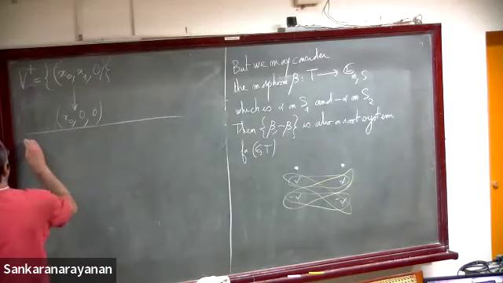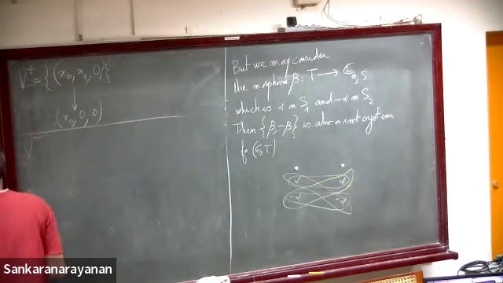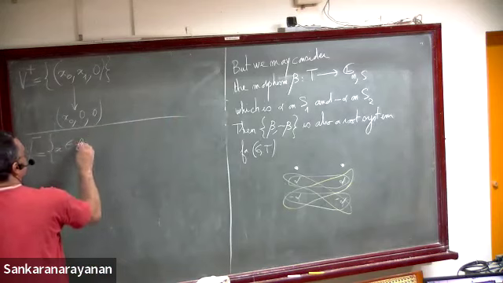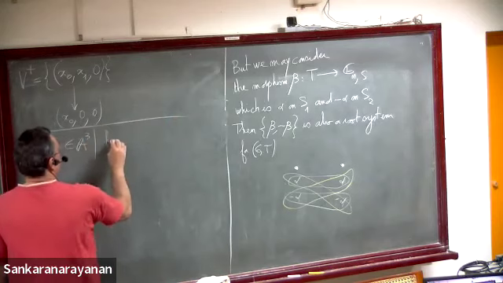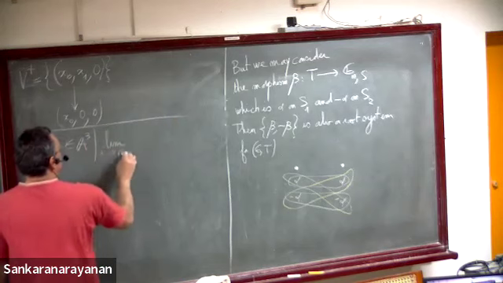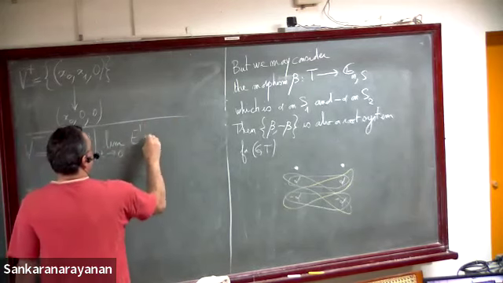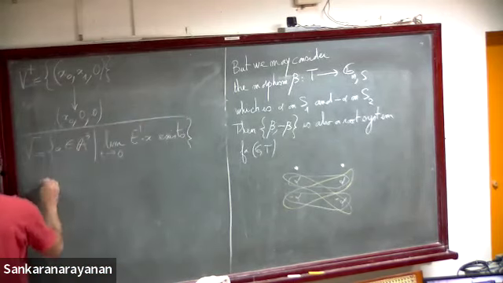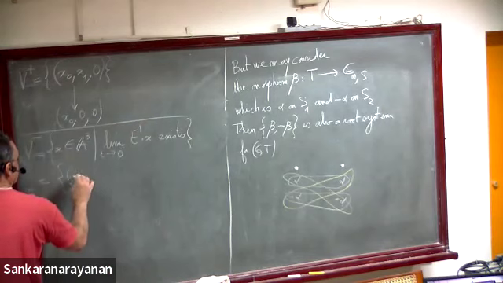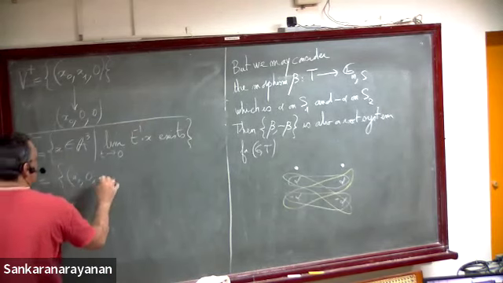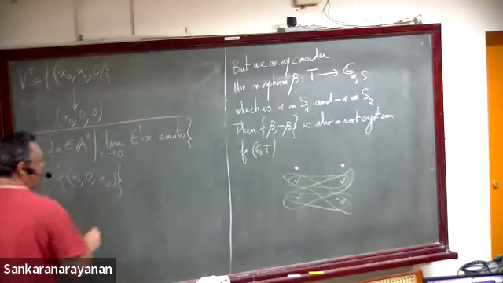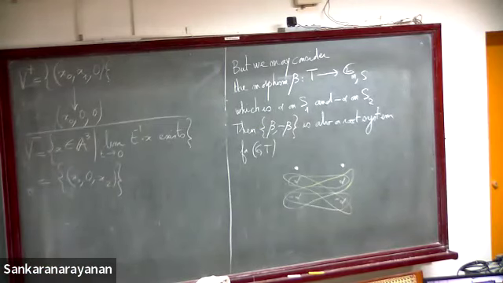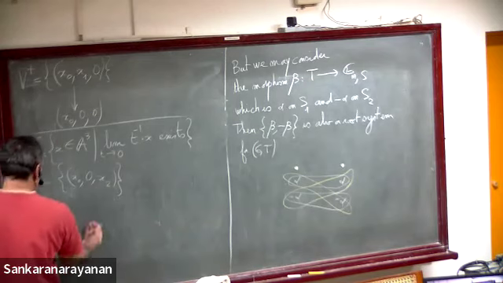Okay, and we can define similarly V minus, which is the set of those x such that the limit when t goes to 0 of t inverse x exists. And so you see that this time this is the negative part.